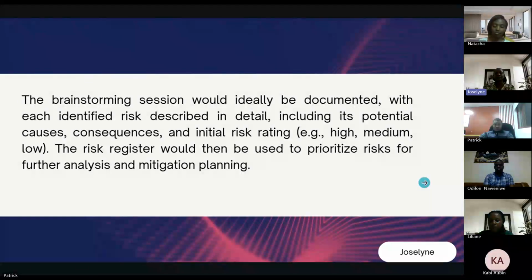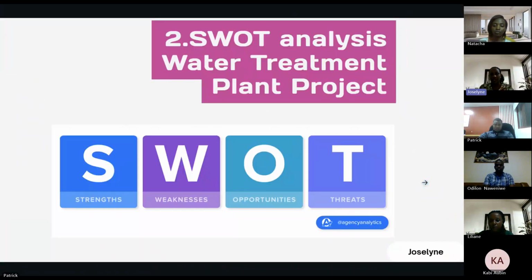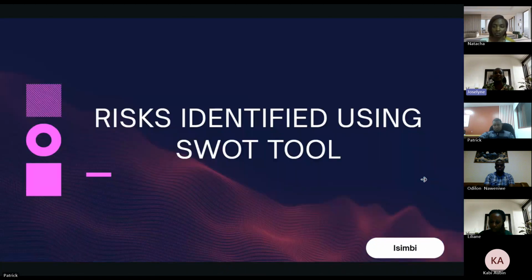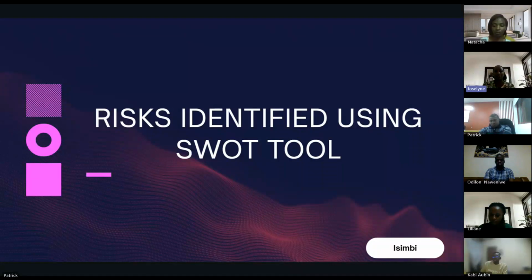For the next slide, we are going to talk about the SWOT analysis for a water treatment plant project. The SWOT analysis examines both external and internal factors that can affect a project. It helps the project team to understand the project's current position and potential challenges. So my colleague is going to take us through the different challenges and the external and internal factors that affect our projects.